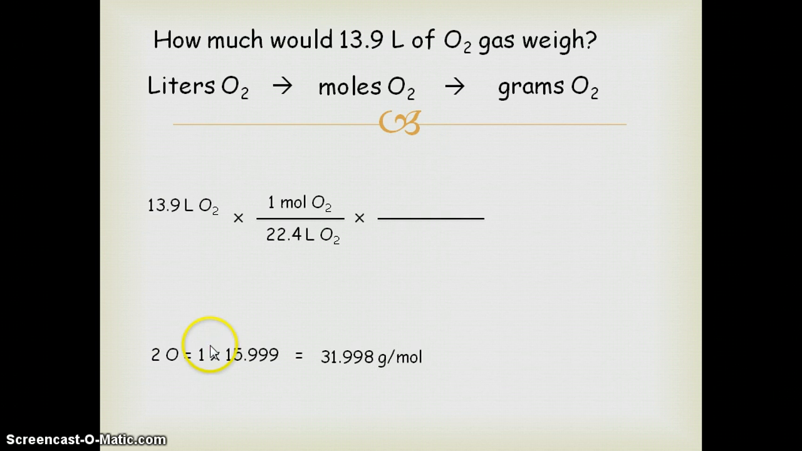Please correct this. This is a mistake. It should not be 1, it should be 2. Which is 2 times 15.999, which gives us 31.998 grams per mole of O2.